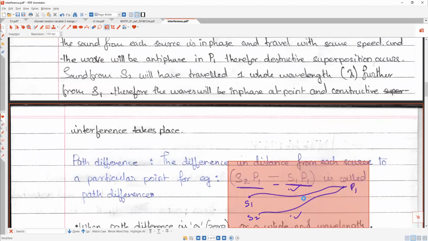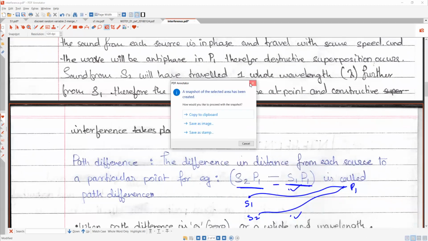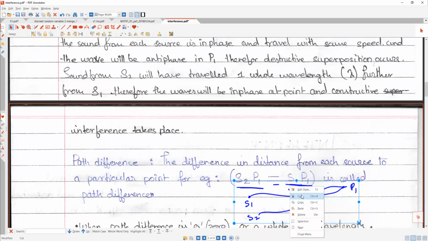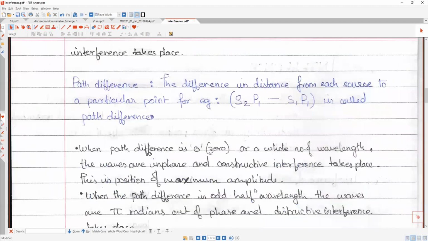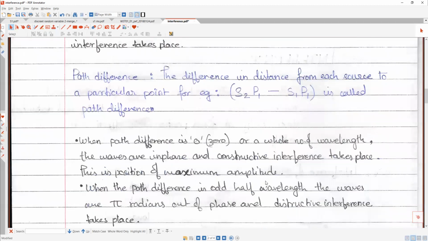Yes. Okay, fine then, let's continue now. Mehak, understood? What is path difference?